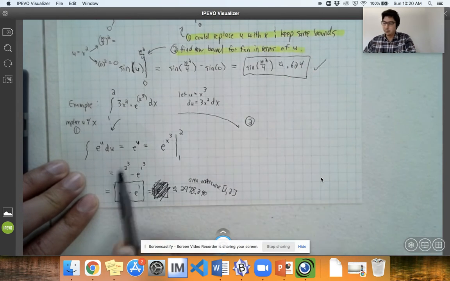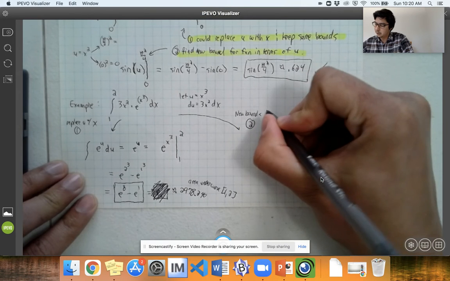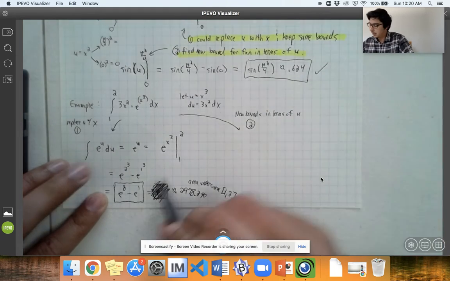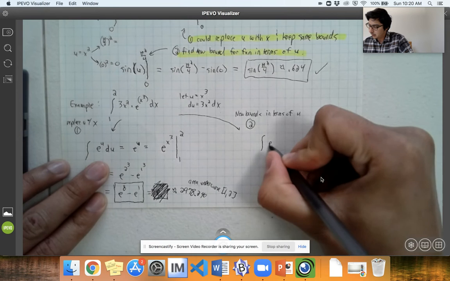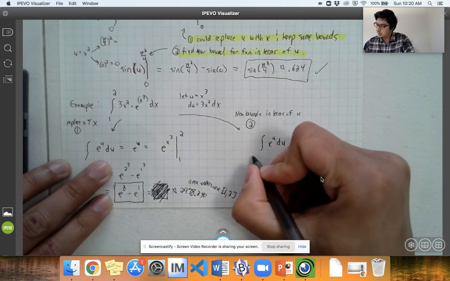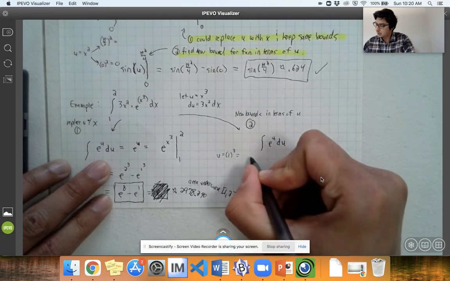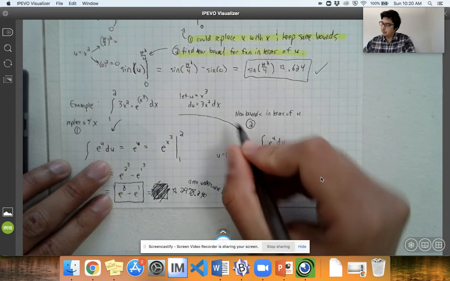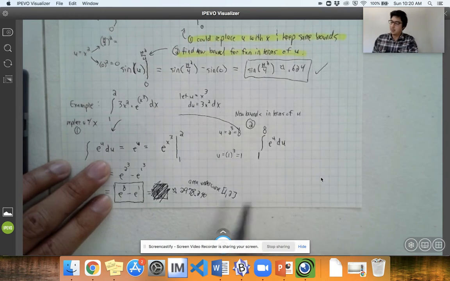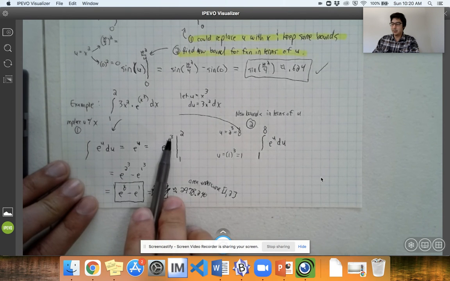Approach 2 is where we use new bounds in terms of u, for the function in terms of u, so we don't have to replace x back in. Then we have the integral of e to the u du. And what are our new bounds? If u equals 1 to the third, that's going to give us 1 still. And up here, u equals 2 to the third, which is going to give us 8. So now we can do the same integral of the function e to the u rather than e to the x to the third. We just have new bounds.